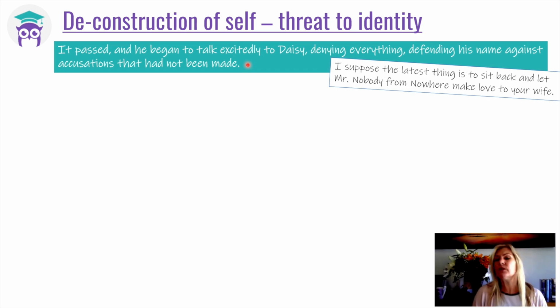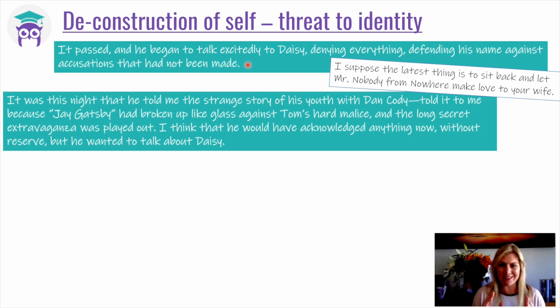So because of this realization of the truth, because of this deconstruction of sense of self, in the next chapter, Fitzgerald gives us this spectacular metaphor to describe the complete and utter obliteration of identity. "It was this night that he told me the strange story of his youth with Dan Cody. Told it to me because Jay Gatsby had broken up like glass against Tom's hard malice, and the long secret extravaganza was played out. I think he would have acknowledged everything now without reserve, but he wanted to talk about Daisy." So we've got this simile here.